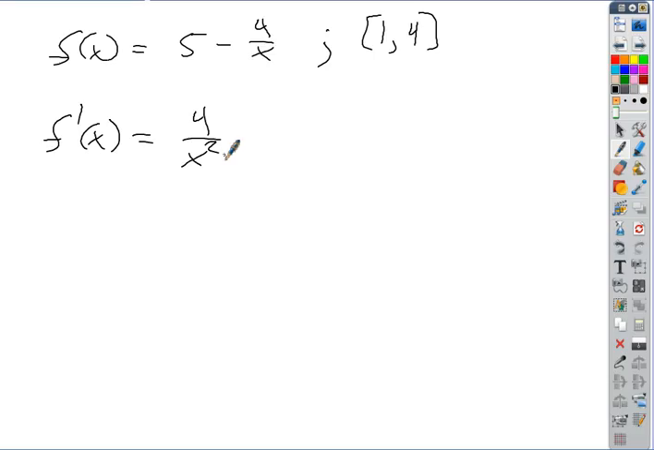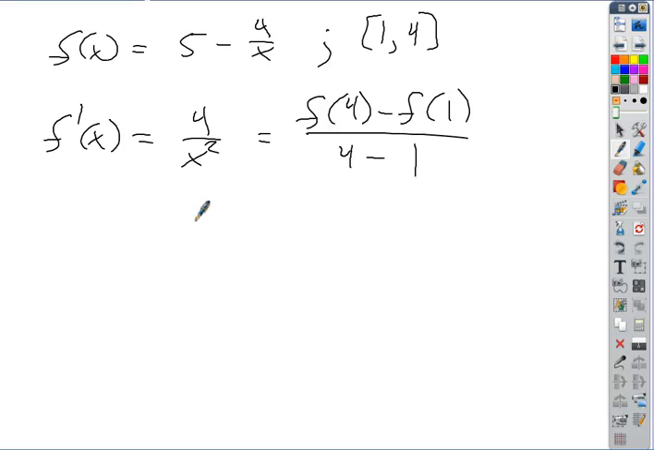So where is our derivative equal to the average rate of change, f of 4 minus f of 1 over 4 minus 1? What is f of 4? If I plug 4 in for x, I get 4. Then 4 minus f of 1, which is 1, over 4 minus 1 is 3. So that's 3 over 3, which is 1.